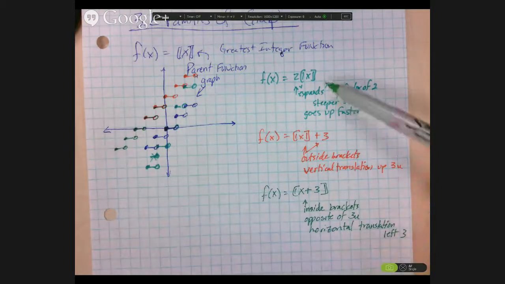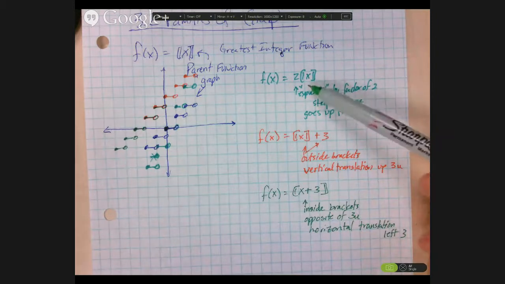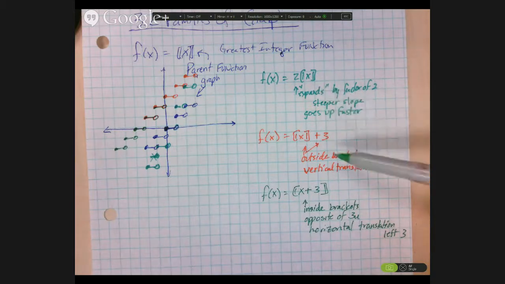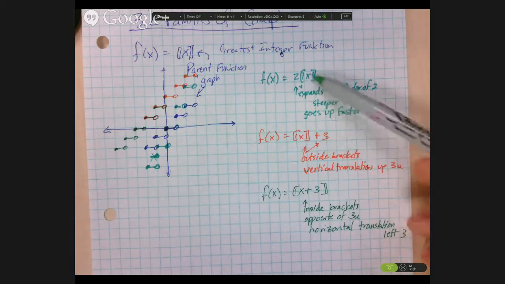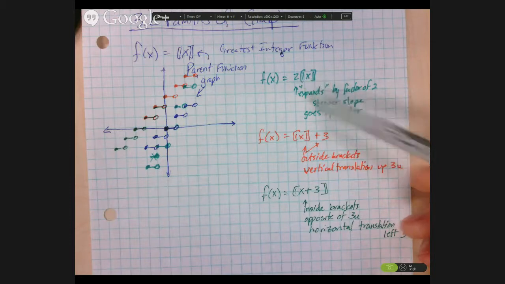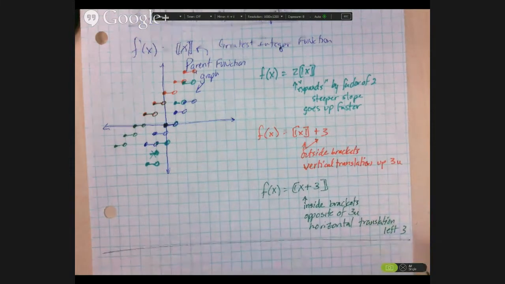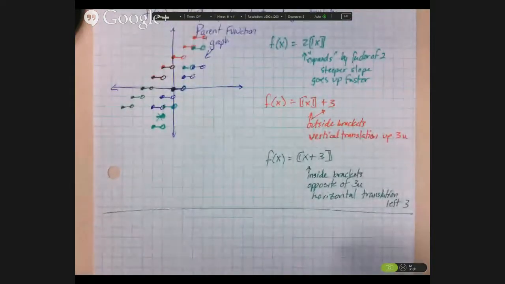But so basically, that is a vertical change. So this compresses it or expands it by vertical units. This is an up or down translation. This is a left or right translation. Wait, the orange is up or down? Yes, it's a vertical translation because it's outside of the brackets.